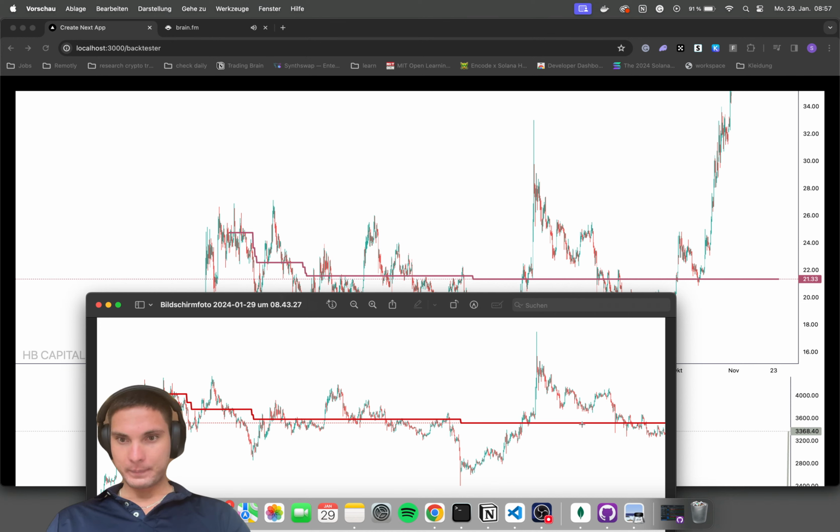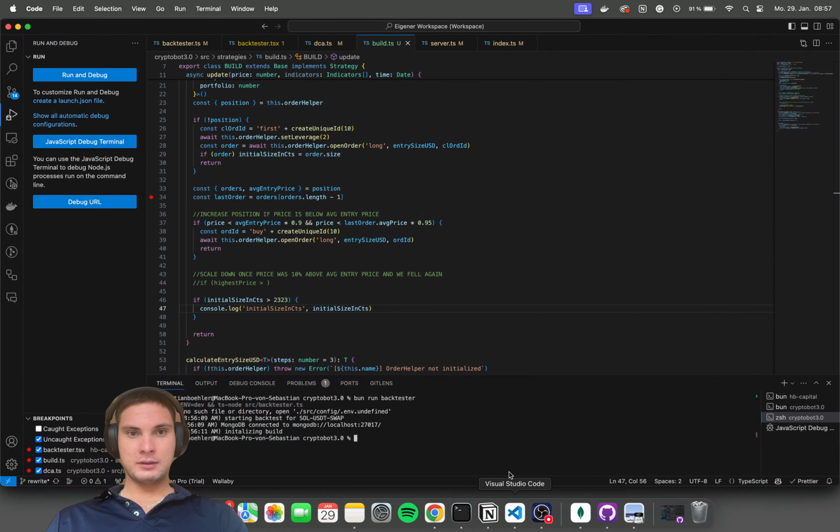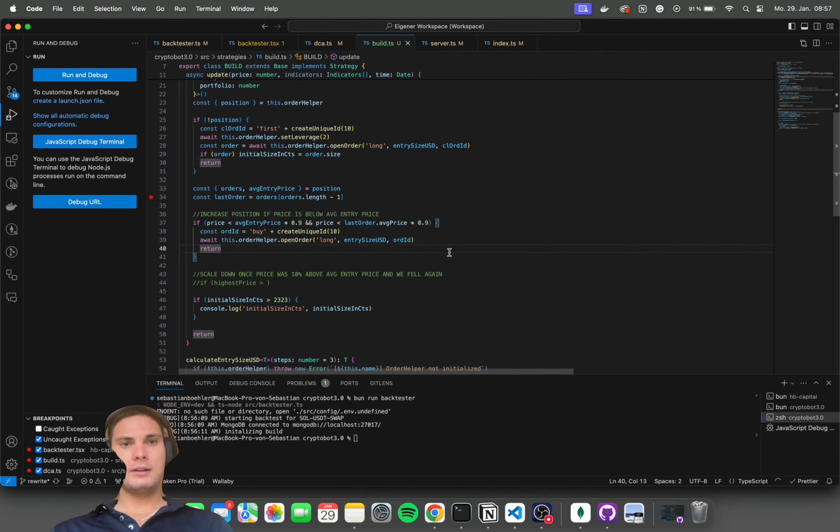Wait. Or is there actually any difference? Yeah, here, let's compare these two. Okay, but this makes sense, so we should get the same again if we set this to 10% as well.